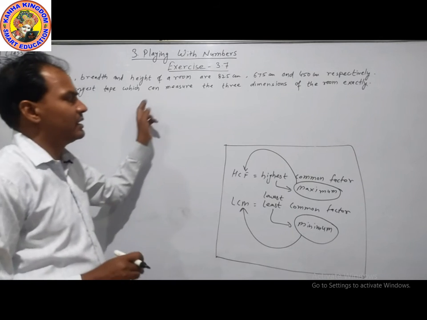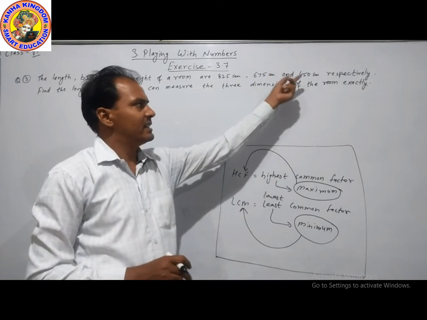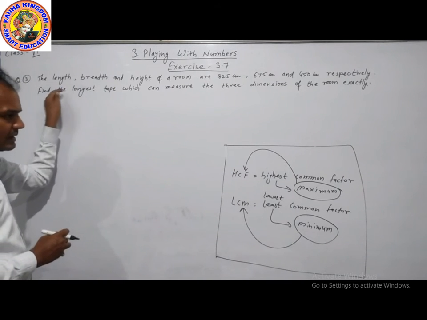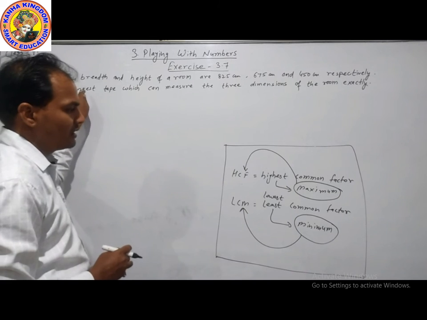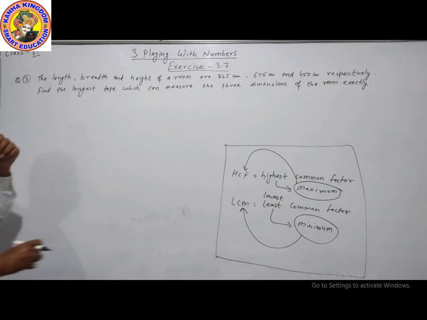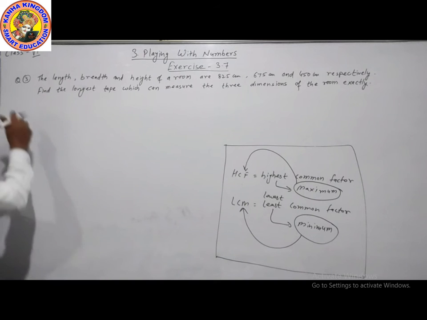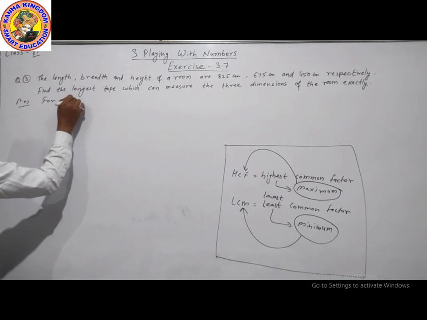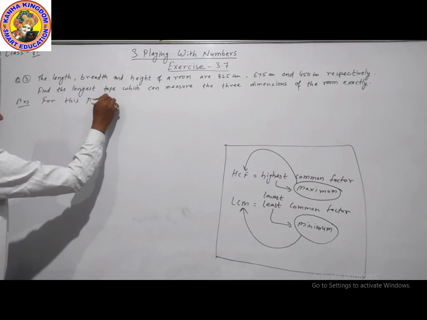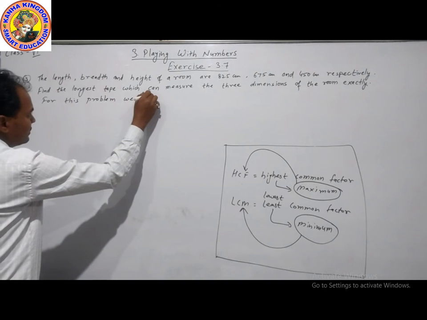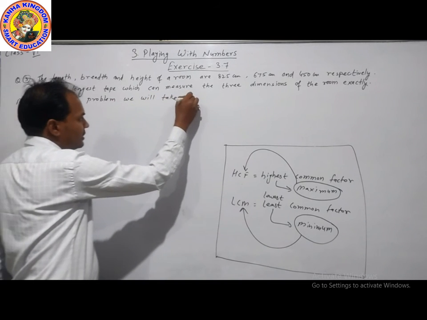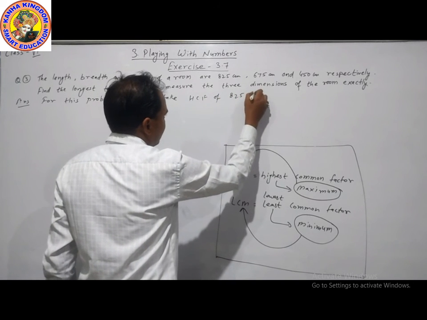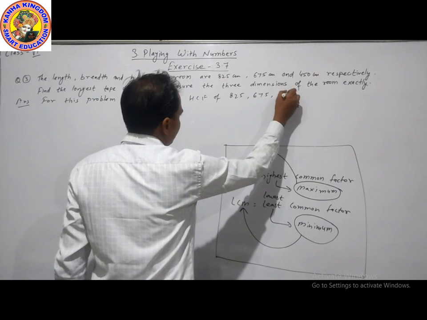We use a small tape to measure the dimensions of these. The tape will be longest when it is the HCF. So we will take HCF of these numbers. For this problem, we will take HCF of 825, 675, 450.